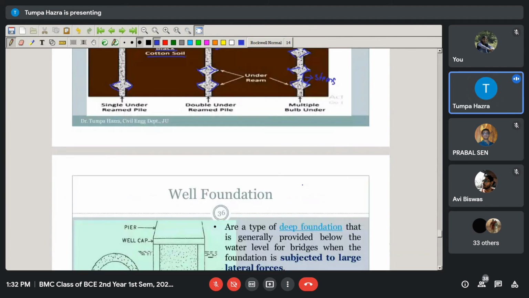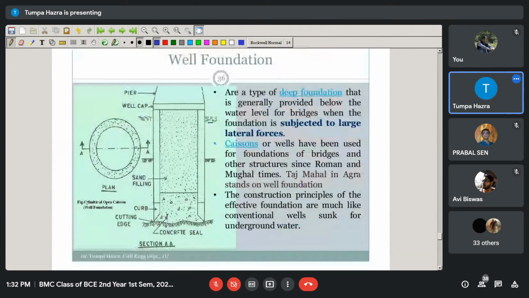Yes, ma'am. Then the well foundation. This is another type of deep foundation that is generally provided below the water level for bridges when the foundation is subjected to large lateral forces. As I have already told you, piles are also deep foundations, but it is a large slender member with diameter less than 3 meters.